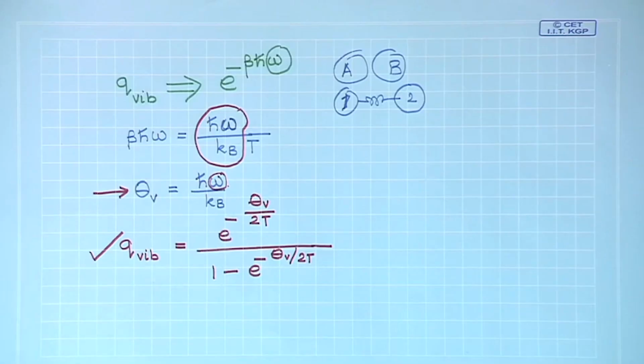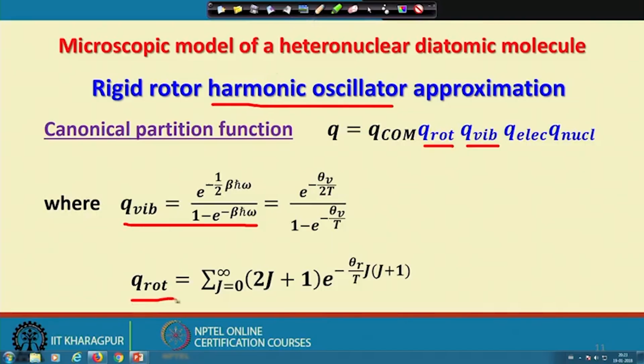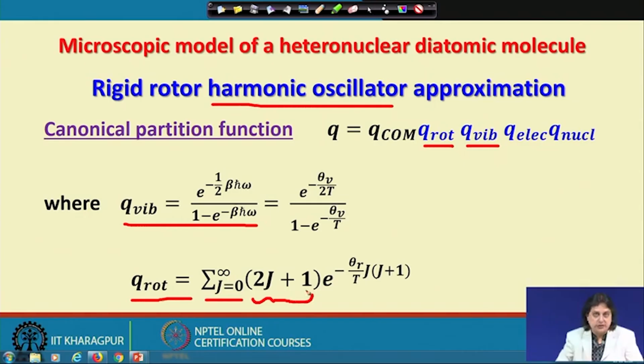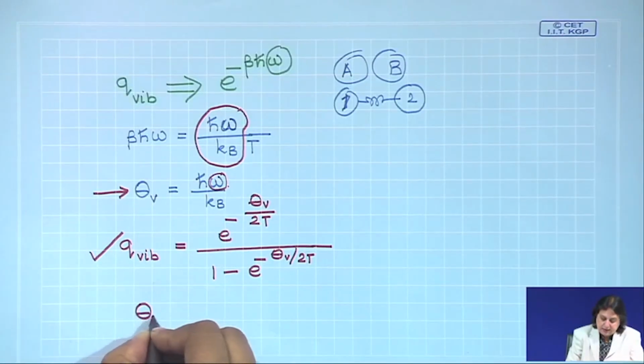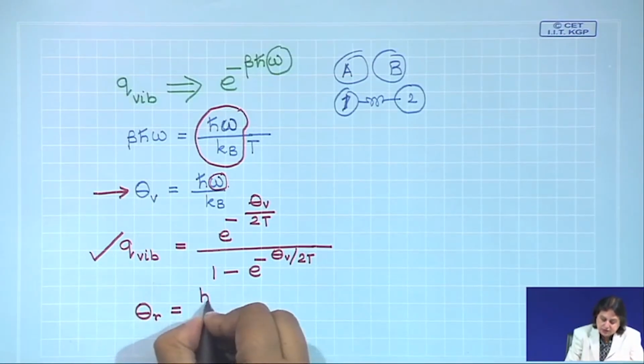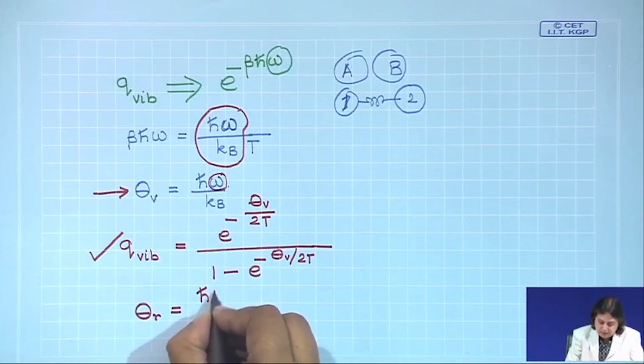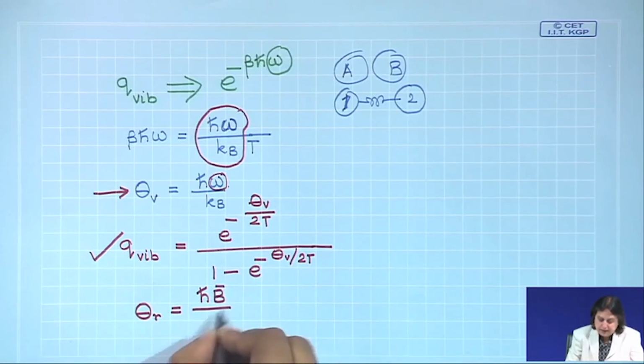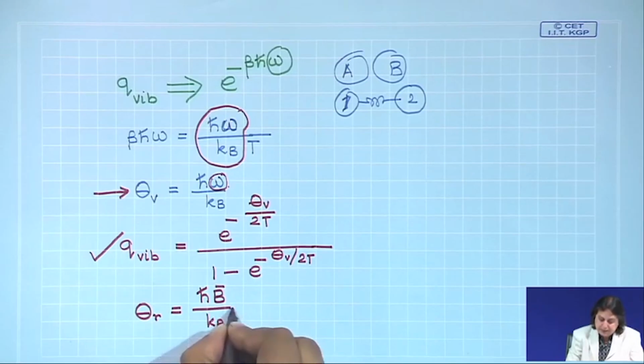Similarly, in the case of the rotational partition function, you see that here I am summing over all the rotational energy levels, and each of the rotational energy levels has 2J plus 1 degeneracy, that is the source of this term here, and I have used the notation that theta r is equal to h cross B bar by k_B T.